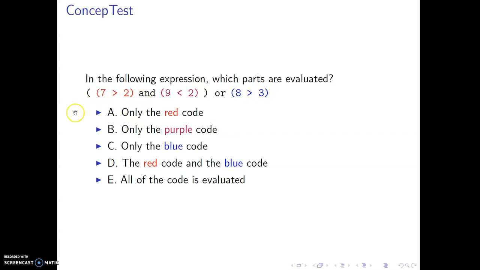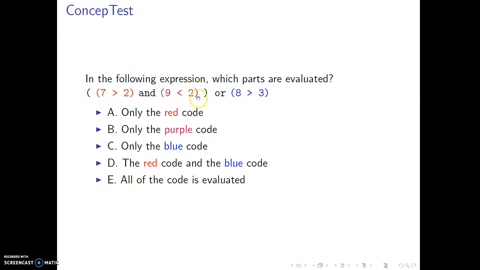All right, so let's evaluate. 7 bigger than 2. What's that going to be? True. Oh, and notice I have parentheses around this, so we're going to evaluate this expression first. So 7 bigger than 2 is true. I have an and, so I do need to get to this, because if this is false, then this whole thing on the left-hand side of the or is going to be false. So is 9 smaller than 2? No, false. So I have true and false, which gives me false for the whole left-hand side expression here.